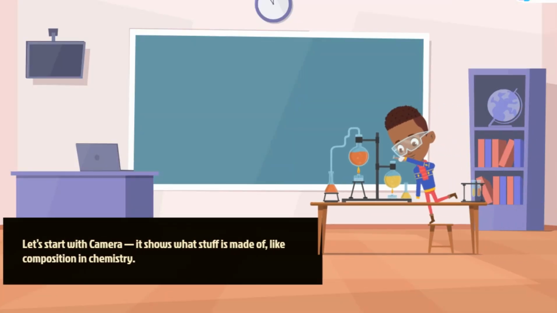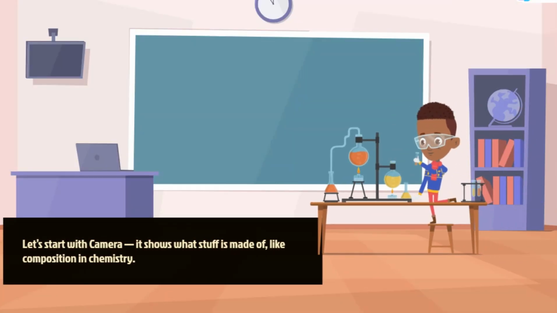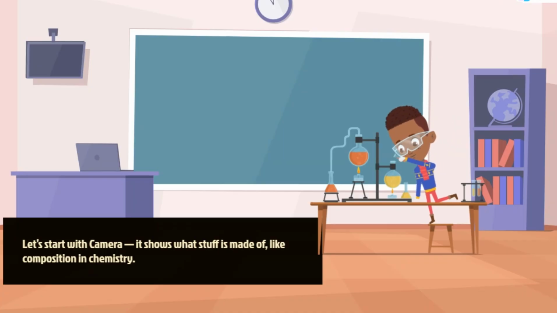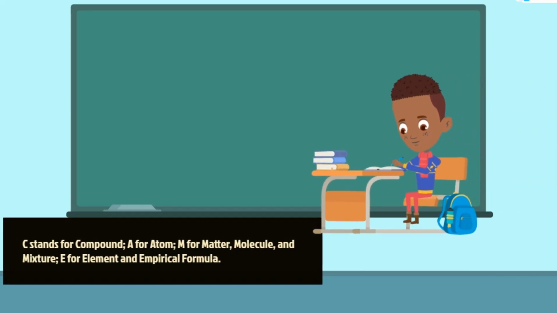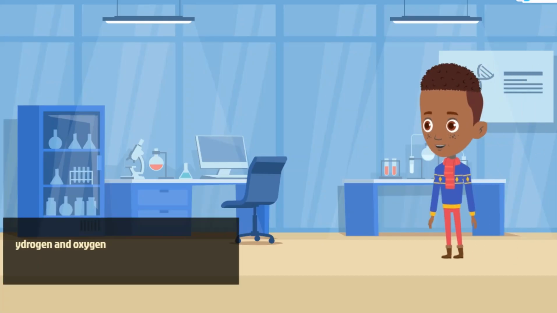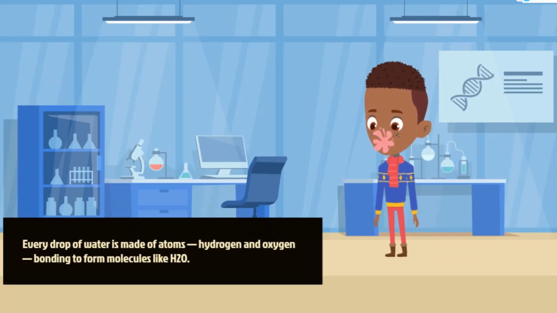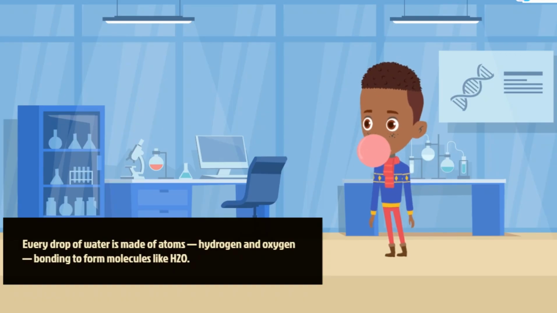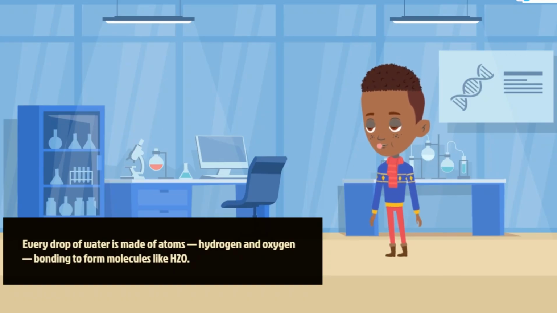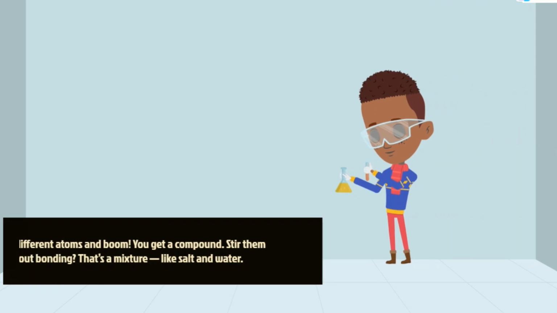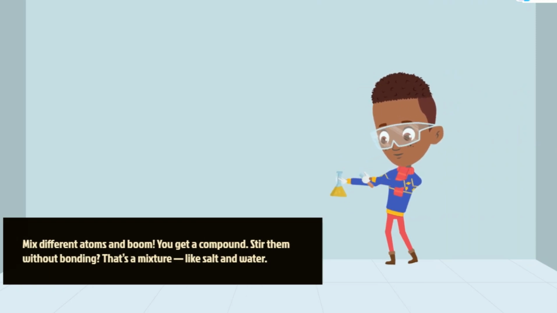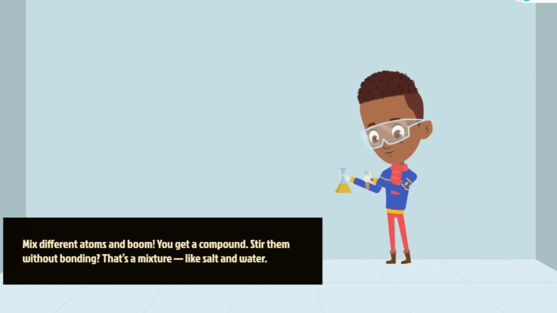Let's start with camera. It shows what stuff is made of, like composition in chemistry. C stands for compound, A for atom, M for matter, molecule, and mixture, E for element and empirical formula. Every drop of water is made of atoms, hydrogen and oxygen, bonding to form molecules like H2O. Mix different atoms and boom, you get a compound. Stir them without bonding, that's a mixture, like salt and water.